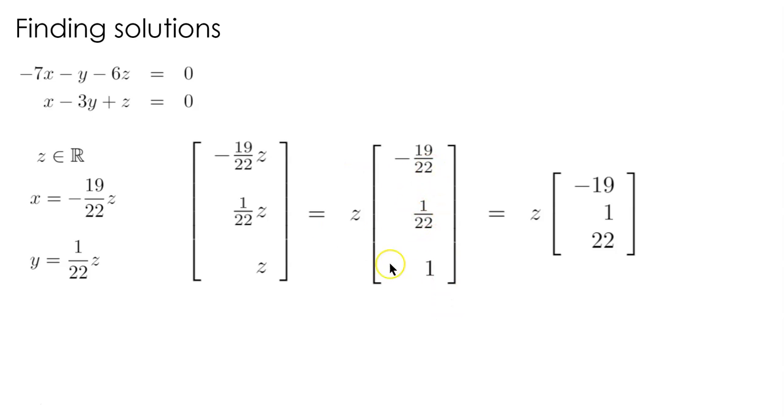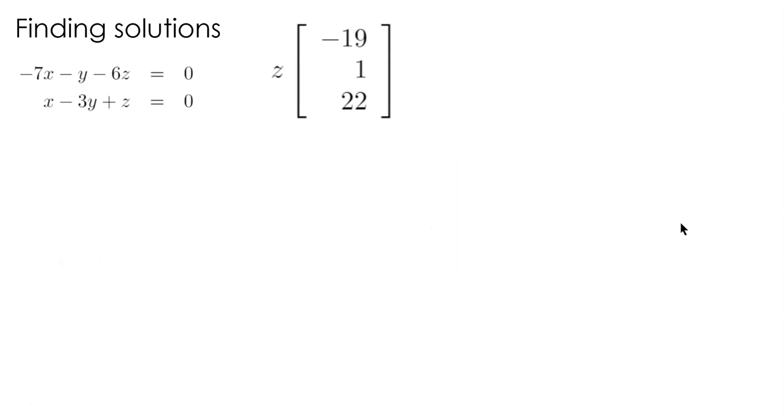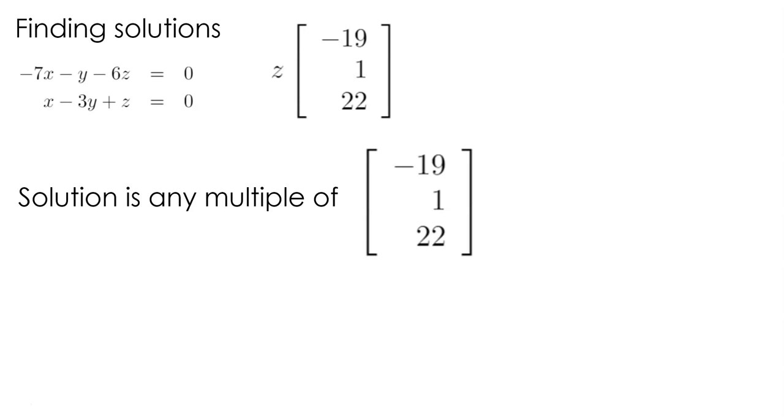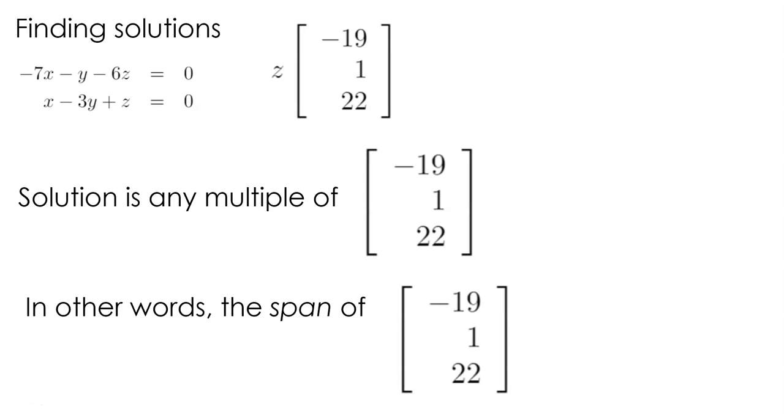So I have to pull out a 22, which means that last one was multiplied by 22. So my solution is z being any real number times the vector negative 19, 1, and 22. Now we can do better. I know we can. So basically I'm saying any multiple of that vector, which in other words, if you've watched the other video, which I sure hope you have, it's the span of that vector. So when I say the span, it means any multiple of that vector.